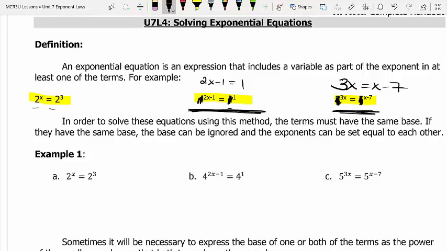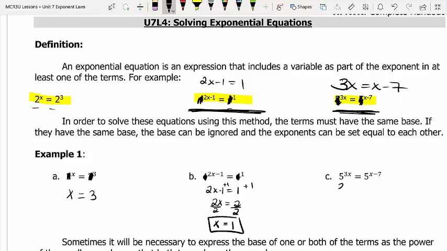So let's try out some examples here. Example A, 2 to the power of x equals 2 to the power of 3. What's the value of x? Well, the bases are the same, so I can just solve x equals 3. There's nothing to simplify. My answer is just x equals 3. Let's try part B. 4 to the power of 2x minus 1 equals 4 to the power of 1. Bases are the same, so I only need to solve 2x minus 1 equals 1. So I'm going to add 1 to both sides. Then I have 2x equals 2. I'm going to divide 2 on both sides, and we're left with x equals 1.